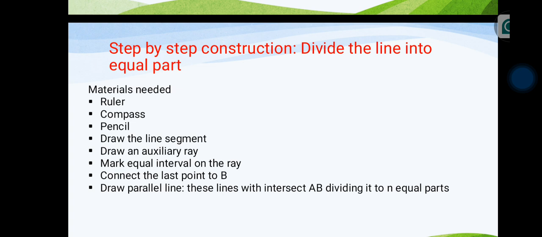Then next, you connect the last point to B. Then you draw a parallel line. This line will intersect A, B, dividing it into equal parts. That's assignment 2. So you have to do this. This is assignment 2.